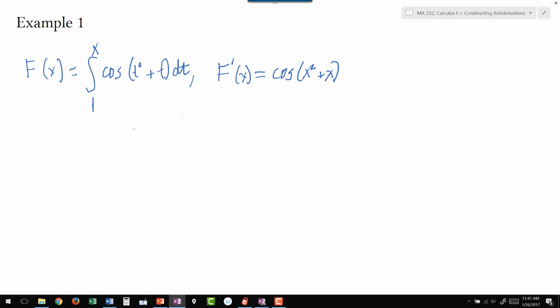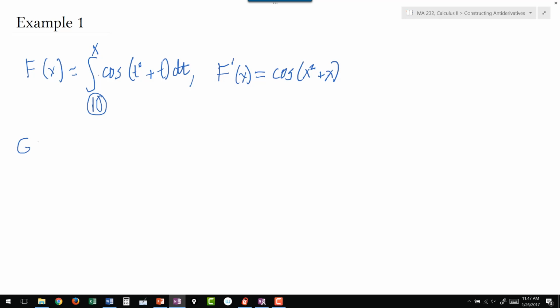Now note the lower limit never came into play. So this 1 doesn't affect the value of the derivative. If we had started at 10 instead of 1, the derivative of the function is still the same. Capital F prime is cosine of x squared plus x.